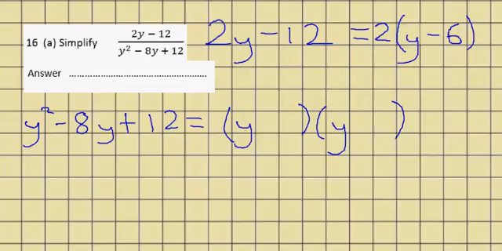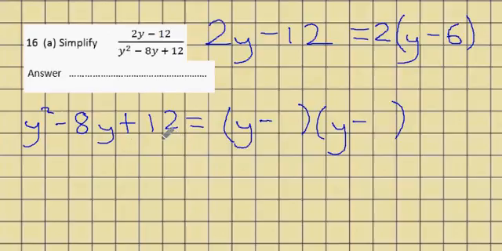Then I need two numbers that when you add them you get a negative number, and when you multiply them you get a positive number. If you multiply two numbers and get a positive number, either they were both plus or both minus. If they were both plus and you added them, you would get a plus number. Here, when they're added you get a minus number, -8, so they must both be minus. Because when you add a minus and a minus you get a minus number, and when you multiply a minus times a minus you get a plus number.